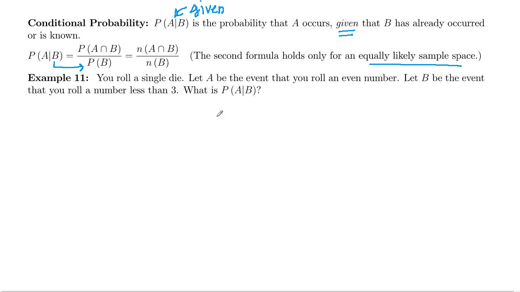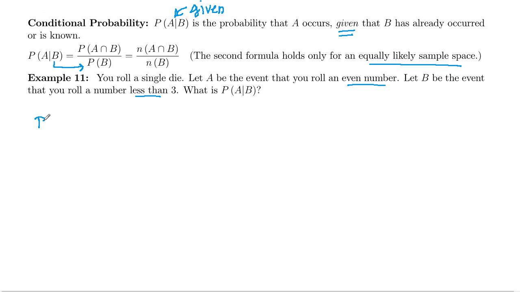So let's look at an example here to get an idea. You roll a single fair die. It's always going to be a fair die unless we say otherwise. Let A be the event that you roll an even number, and B is the event that you roll a number less than 3. This is the same events that we had in the previous example. What is the probability of A given B?